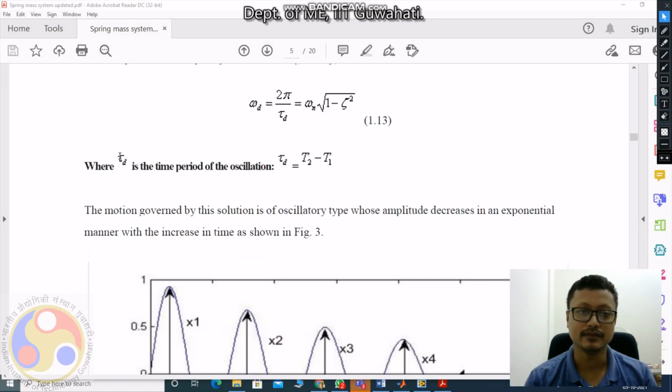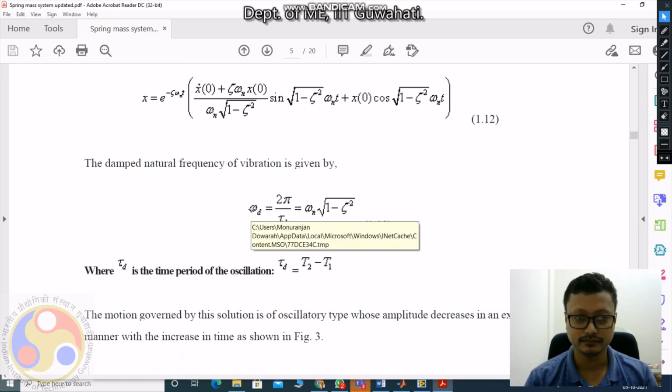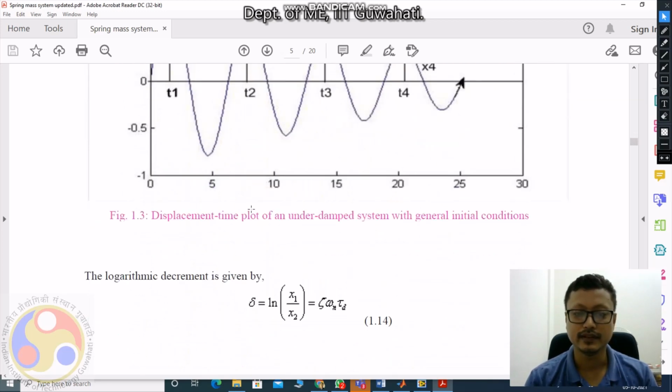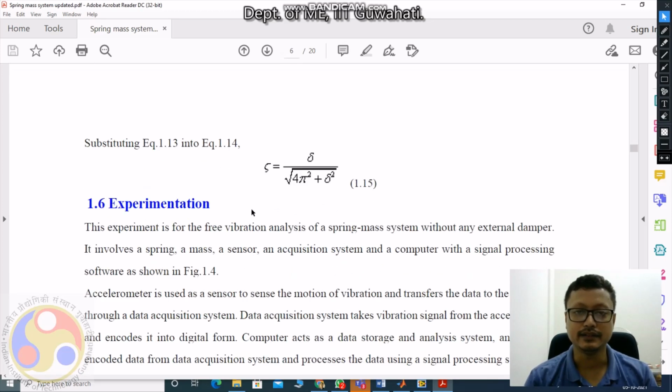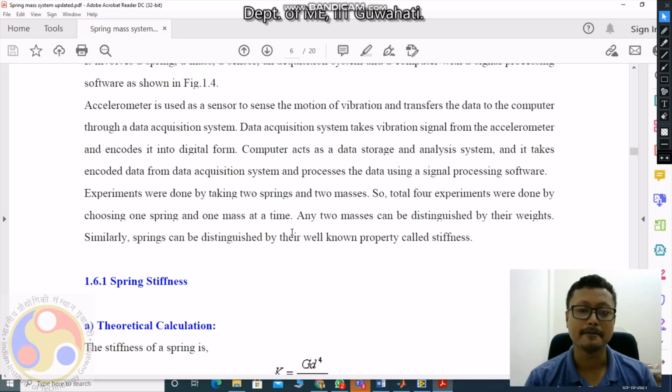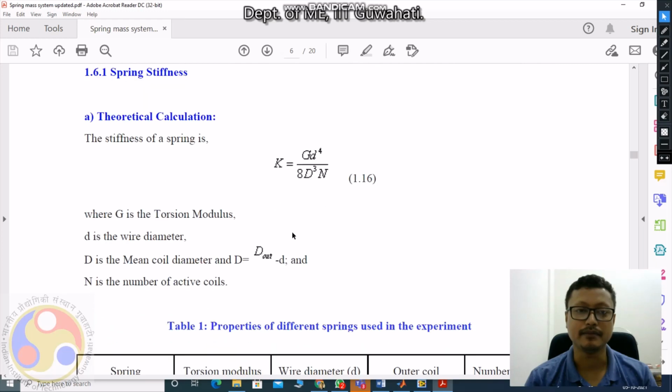This value is the time period of oscillation. Then this zeta is equal to this formula, which you can get by substituting these two equations. So this is the experimental part.